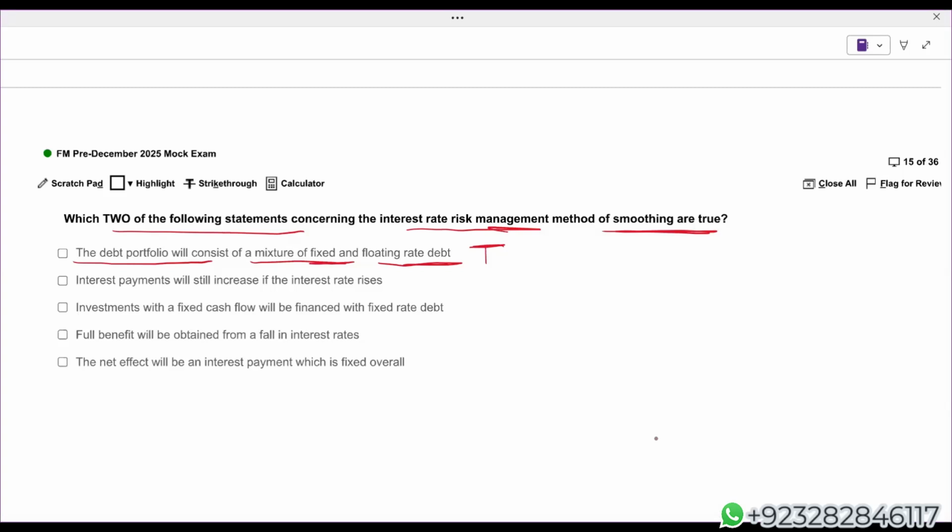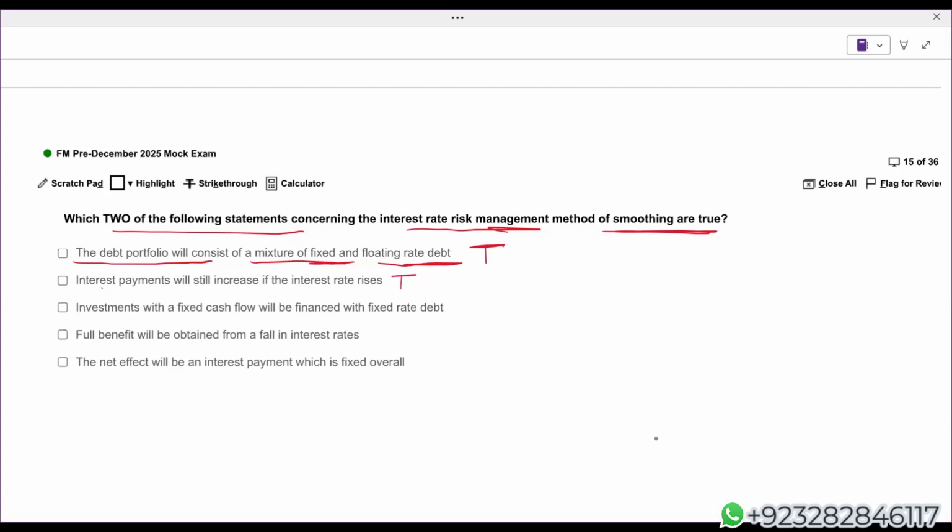So on one portion of the loan, I'll be having a benefit if there's a fall in the interest rate, but on the other portion of the loan, technically, I'll be paying a fixed interest, which means I'll be having a disadvantage. So smoothing means I'll be keeping both debts. Some of the loan will be in fixed rate, some of the loan will be in variable rate. Interest payment will still increase if the interest rate rises. That is true. Why?